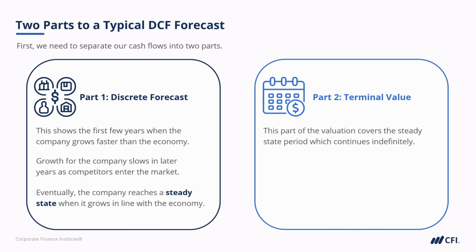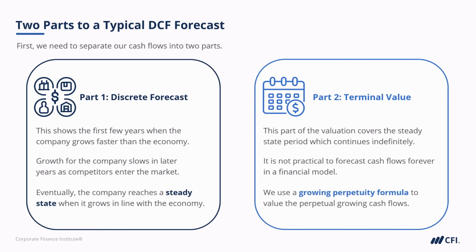Part two, which is the terminal value, is the part of the valuation which continues indefinitely into the future or forever. But it's not practical to forecast cash flows forever in a financial model that has a limited width. So what we do is we use a growing perpetuity formula to value the perpetual growing cash flows.